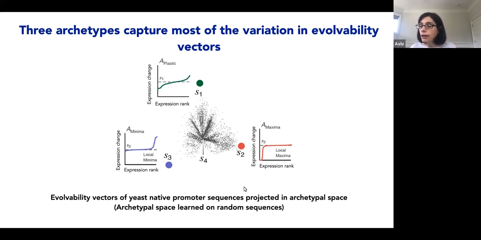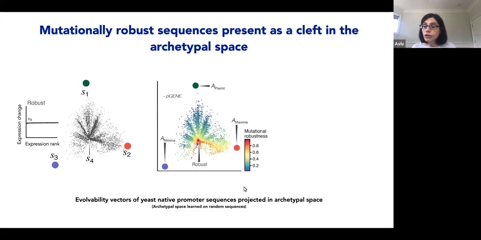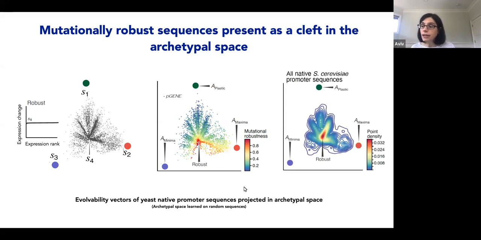And then the 3rd archetype is plastic. Most of the 3L mutational neighbors change expression and are equally likely to increase or decrease it. And in addition, there's a 4th interesting location, which is this cleft, where we have a concentration of those sequences like S4 that are mutationally robust. And this cleft is enriched in native sequences.